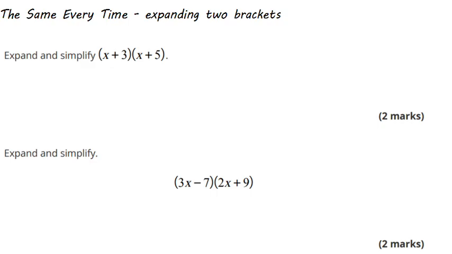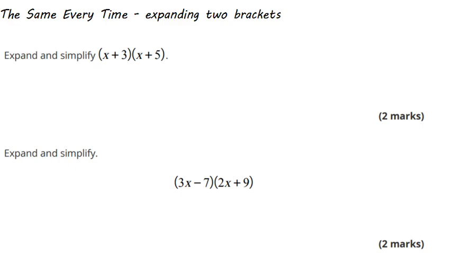I've got two exam questions on the screen here. Expand and simplify, 2 marks, 2 marks. x plus 3 multiplied by x plus 5. Well, the idea of this is we must multiply everything in the first bracket by everything in the second bracket.